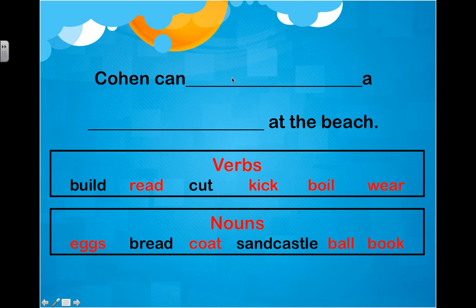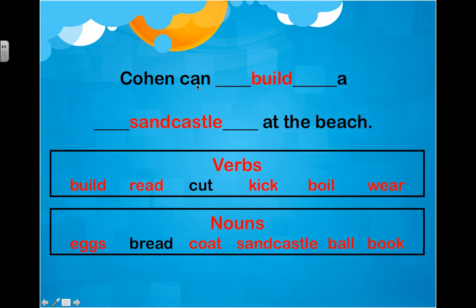Cohen can blank a blank at the beach. Well, what can you do at a beach? You can build something at a beach. Can you cut something at a beach? No. Build would make more sense here. Cohen can build a bread? No. How about sandcastle? That makes sense. Cohen can build a sandcastle at the beach. That makes sense.